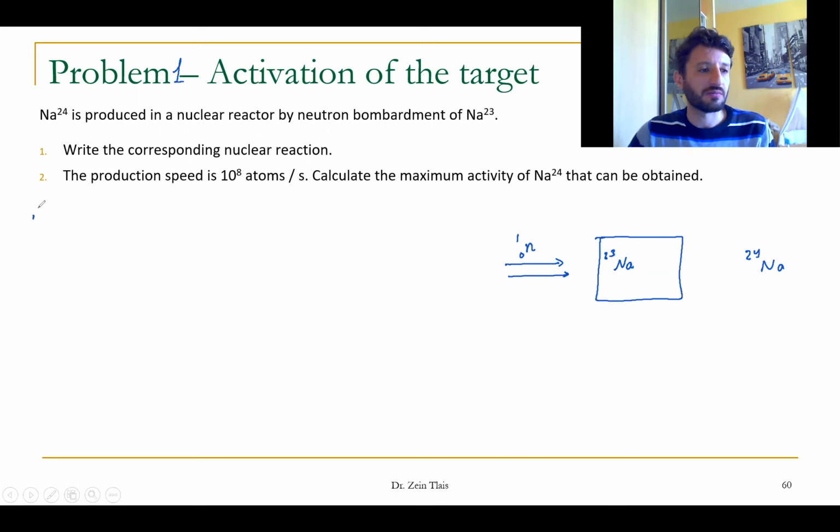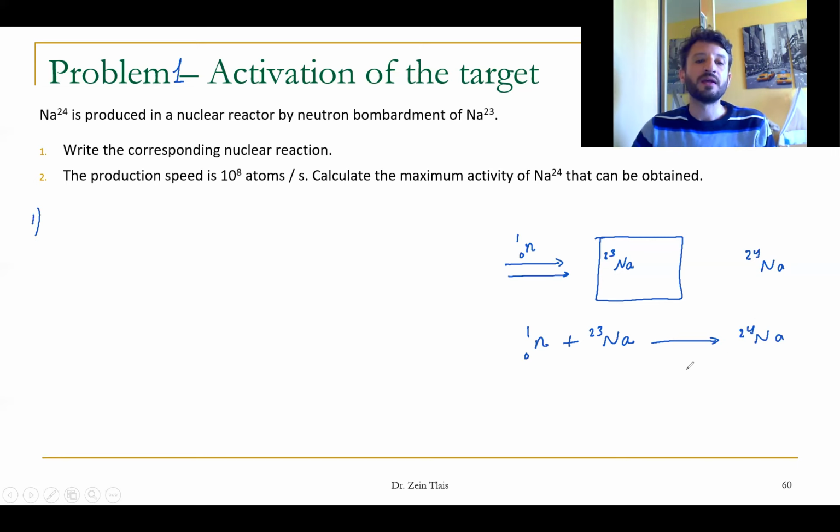The nuclear reaction, part 1, will be: neutron 01 will bombard one atom of sodium Na23 to give sodium Na24. Okay, this is a nuclear reaction. I come back to the last videos. In general, we have incident particles that bombard a stable atom or a stable target nuclei to create an unstable nuclei. Okay, this unstable nuclei will decay after to a stable nuclei.